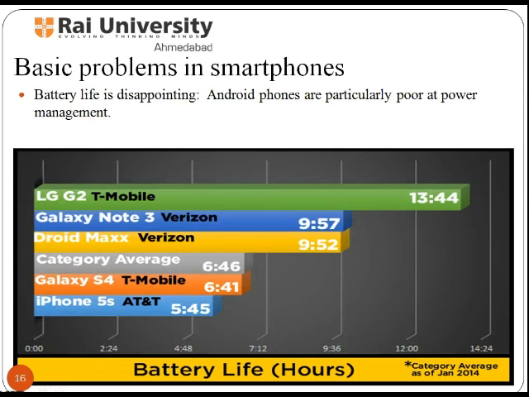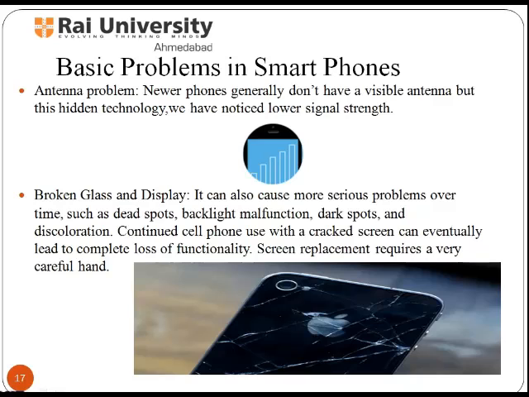Now let us see the basic problems in Android phone. Android phone is poor at power management. This we can see in the slide. Antenna problem. In Android phone there is a poor signal strength, broken glass and display problem. It can also cause more serious problems over time such as backlight malfunction, dark spots.